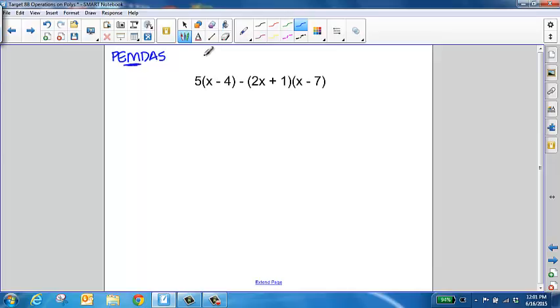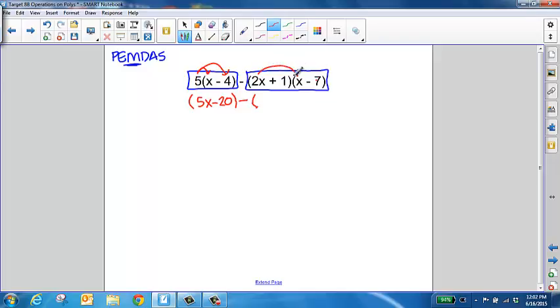So we need to multiply 5 times x minus 4, but then we also need to multiply 2x plus 1 times x minus 7. And we can do this in the same step. So first we're going to distribute 5 into x minus 4. So we're going to multiply that through, which is going to give us 5x minus 20. So that's going to be our first polynomial. We're going to bring down that subtraction, and then we're going to multiply through our two binomials.